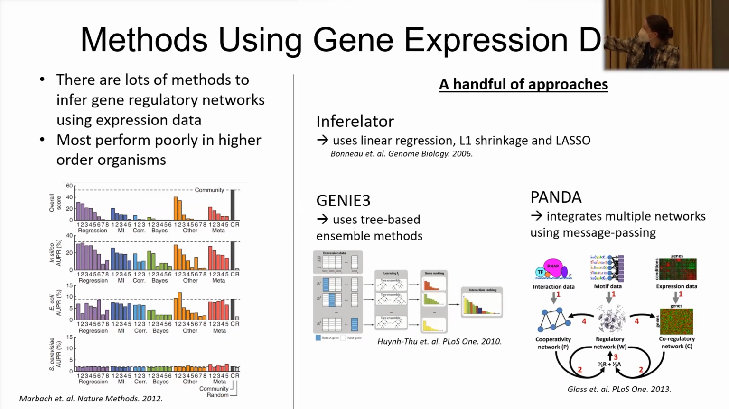So Inferelator is one that is still well maintained, that uses linear regression, shrinkage, and lasso to basically combine transcription factor to gene predictions with gene expression data. GENIE3 uses tree-based and ensemble methods. And then PANDA is one that my group developed that actually tried to integrate multiple types of omics data to find consistent structures that way.